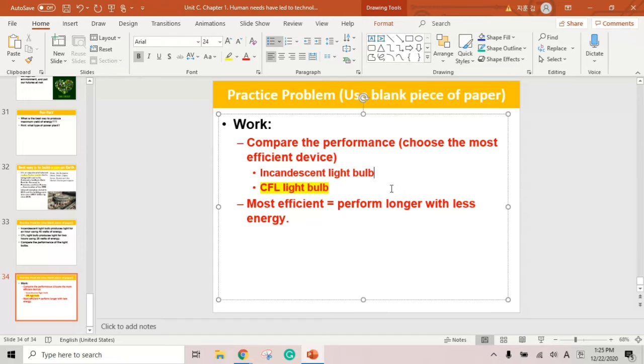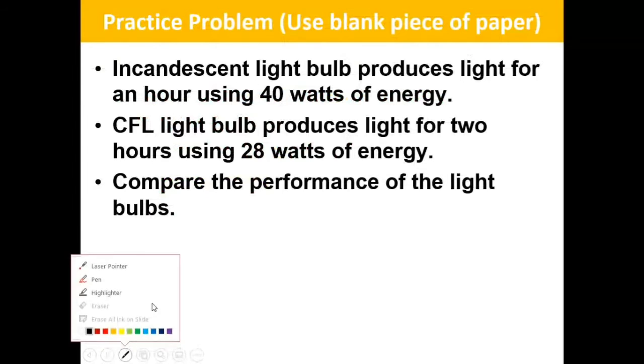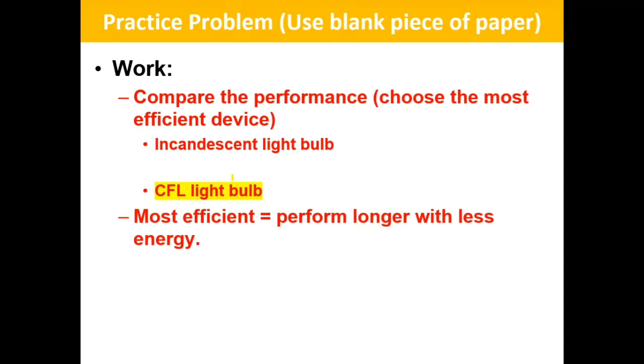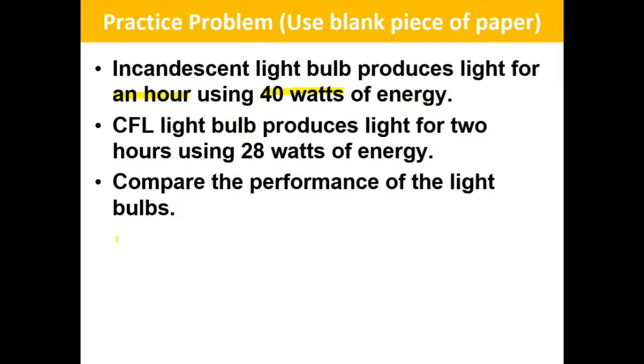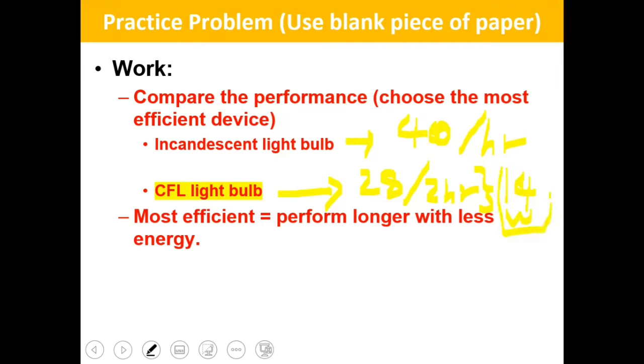Incandescent light bulb, let's think about the calculation a little bit. In the previous one, it says 40 watts of energy per hour, which is a fancy way of saying the incandescent light bulb has 40 watts of energy happening per hour. On the other hand, the other type of light bulb says 28 watts for 2 hours, which is a fancy way of saying 14 watts in that case.